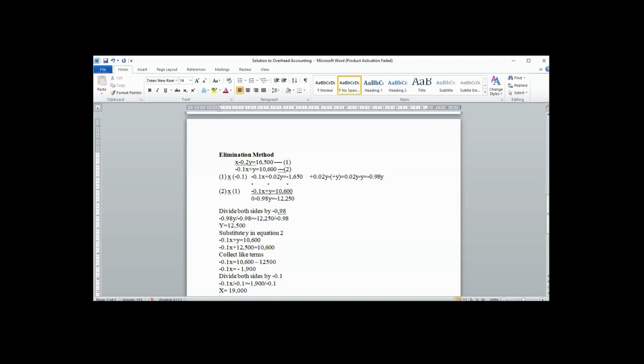Hello, sir. I'm with you. You can do it that way, no problem, but you are taking your time. Hello, sir. I'm with you, Catherine. Yes, sir. I want to say that the elimination method is not clear to me. But right from where we divide both sides by minus 0.98, I got it from there.